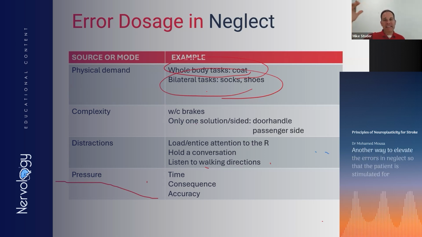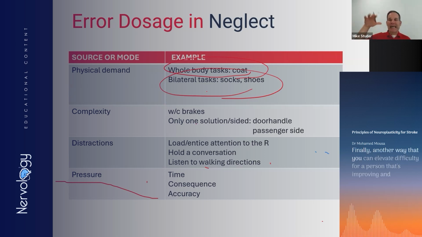Another way to elevate the errors in neglect so that the patient is stimulated for neuroplastic recovery is to distract them on the right, as I mentioned, or to hold a conversation, somebody coming in from the left, or to have them listen to walking directions and remember those and also apply the lefts and the rights.